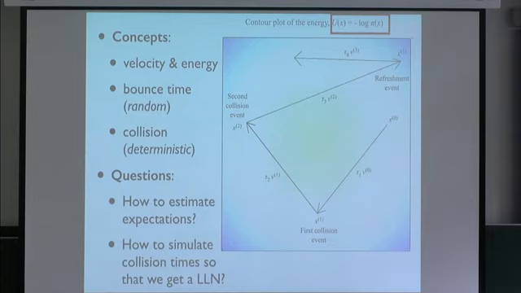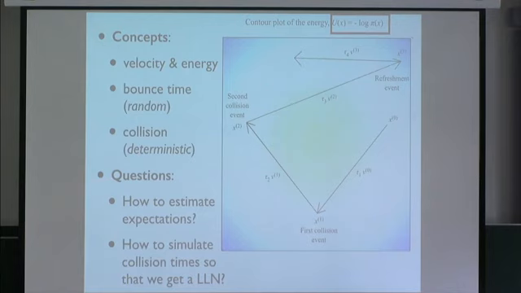That's the algorithm proposed by the physicists, Peters and de With. Now we want to apply this for Bayesian computation or random effect models and so on, so we have to answer these important questions. How do we estimate expectations from these continuous-time trajectories? And more importantly, how do we simulate the collision times, tau1, tau2, and so on, so that we get a law of large numbers to the right target distribution, the posterior of interest? I'll go over these two questions.